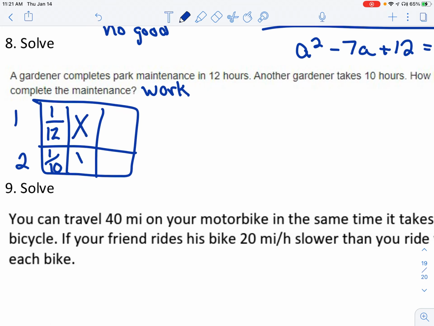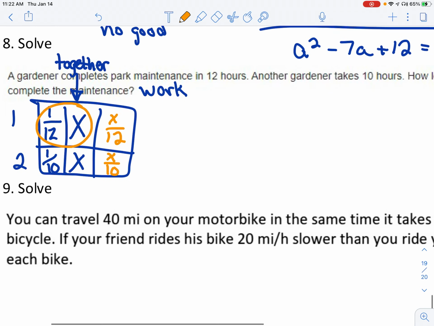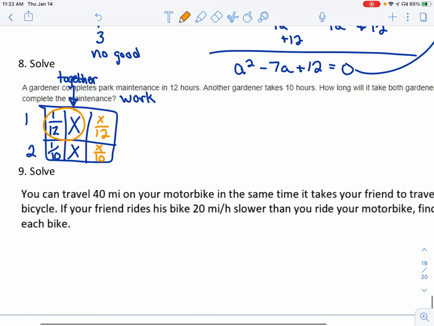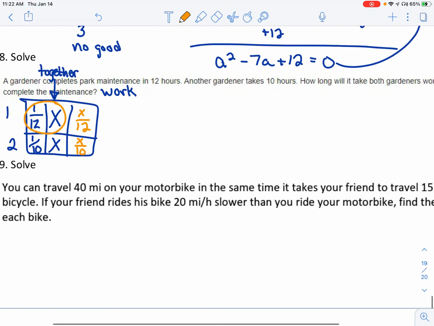This middle column is how long it takes them together. That middle column is always together time. If you know it, then you put a number in there. And this last column is always these two together. So this would be 1x over 12, and this would be 1x over 10. And what's the question? How long will it take them if they work together to complete the maintenance? So we're still just talking about one garden. Here's garden guy number 1. Here's garden guy number 2. Here's the one garden I need to complete.